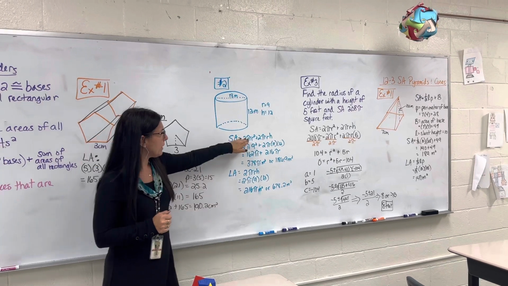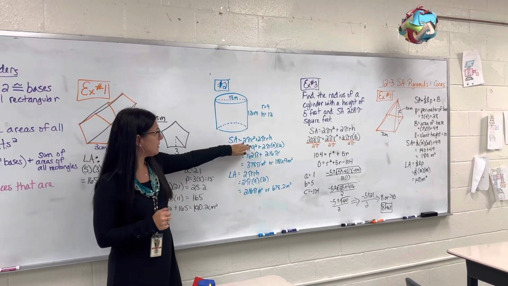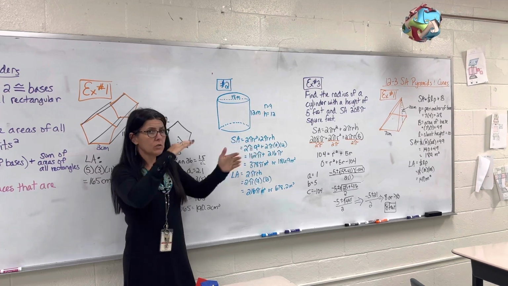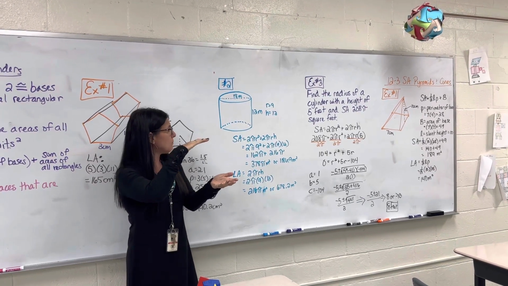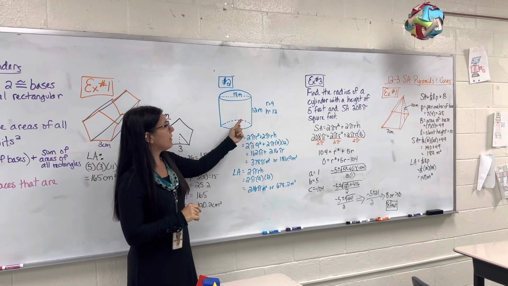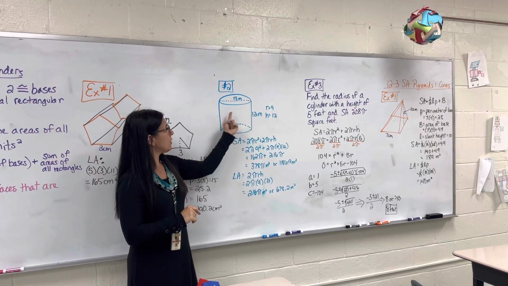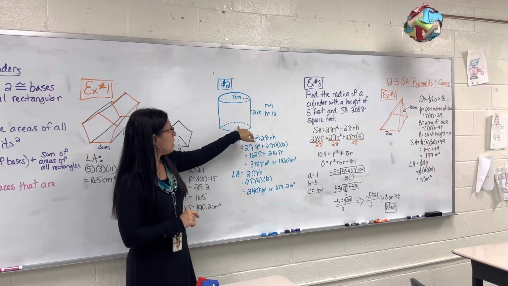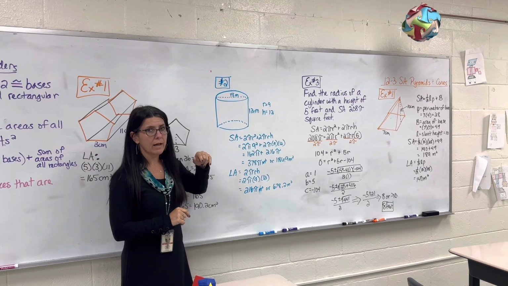Lateral area, looking at my formula, it should make sense that pi r squared is a circle, and there's 2 of them, the top and the bottom of that cylinder. So if we're talking about everything except for the bases for lateral area, the lateral area of a cylinder is all of the outside part, almost like the label of a soup can. You would not include those 2 circles for lateral area.